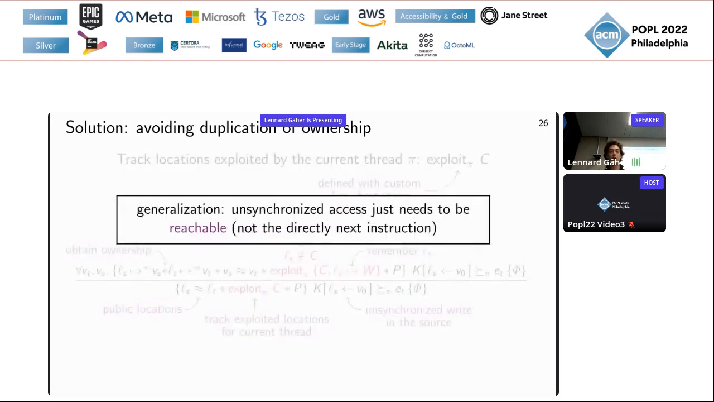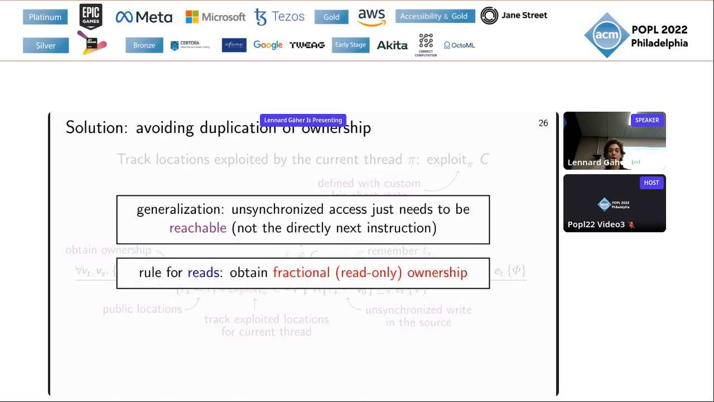Now, we can actually generalize this rule a bit more to also be applicable if the unsynchronized write is just reachable, but not necessarily the next instruction. And a similar rule also holds for unsynchronized reads, with the difference being that we only obtain fractional read-only ownership instead of full ownership. Now, there's one question that remains. Do we ever have to give up that ownership again? And the answer should be yes. Other threads should not be prohibited forever from using these memory locations for which we have obtained ownership.